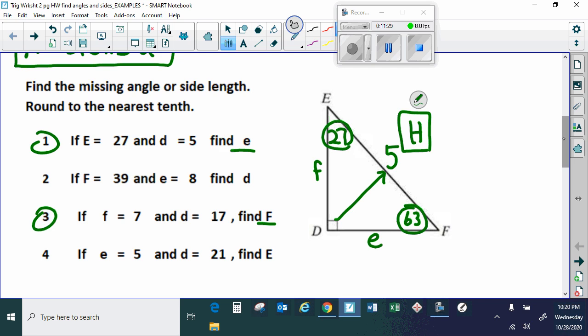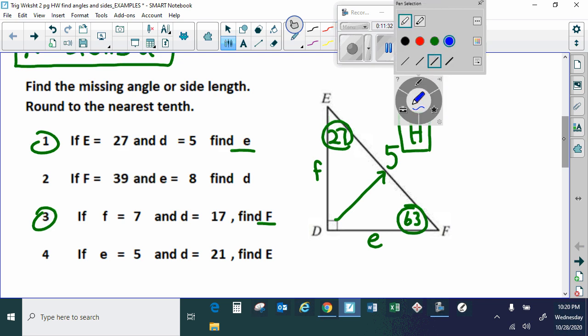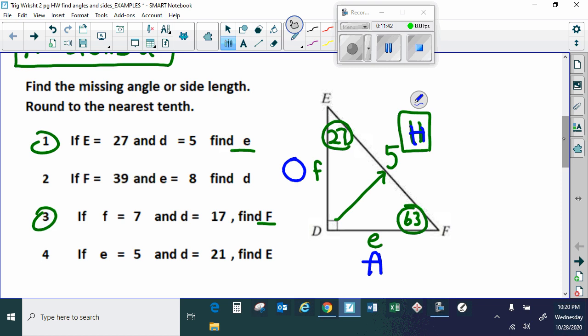Well, then this becomes, let's change the color. If I'm using this 63 degrees, then this is the adjacent, and that's the opposite. And of course, we already know the hypotenuse never changes. So I'm solving for E, I'm not solving for F, so I need adjacent over hypotenuse, which is cosine. Cosine of 63 equals the adjacent, little e, over the hypotenuse, 5. Cross multiply, I get E equals 5 cosine 63.